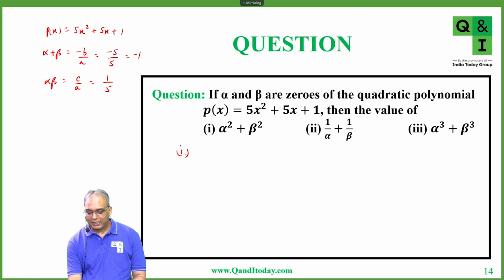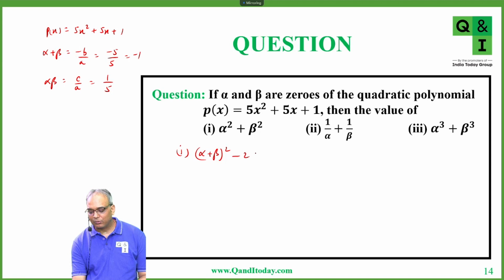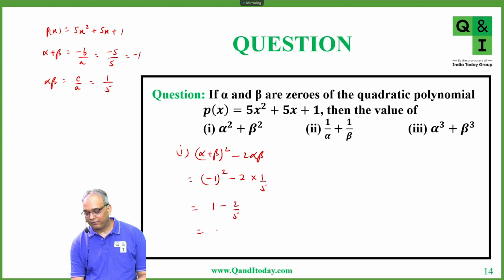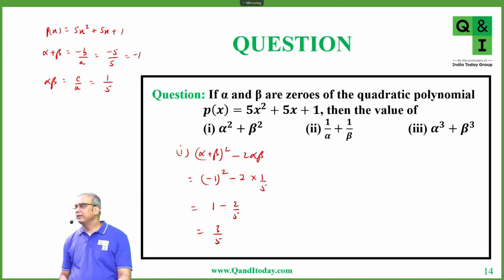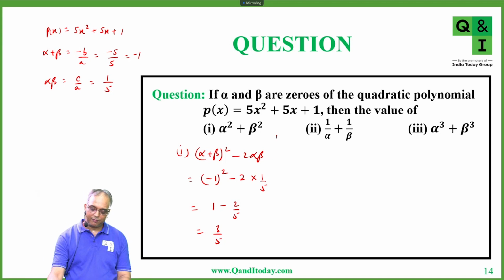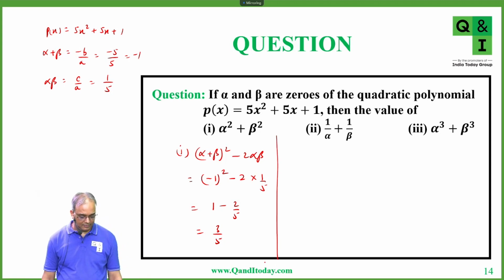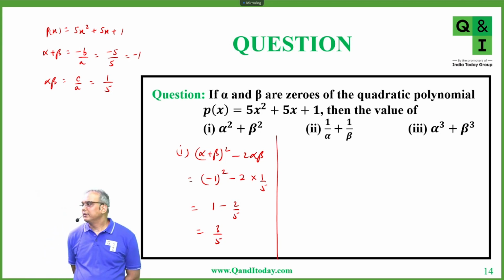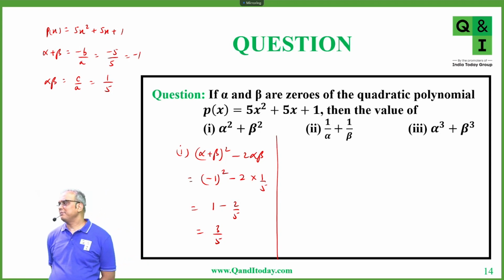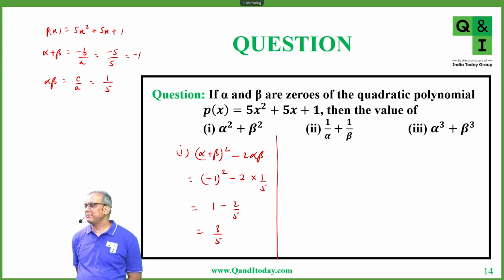So first part, alpha square plus beta square is alpha plus beta whole square minus 2 alpha beta. So this is minus 1 whole square minus 2 times 1 by 5. So 1 minus 2 by 5, which is equal to 3 by 5. Yes, Raghavi, it is correct. So first part is 3 by 5. Second is minus 5. Yes, correct. The second is minus 5.